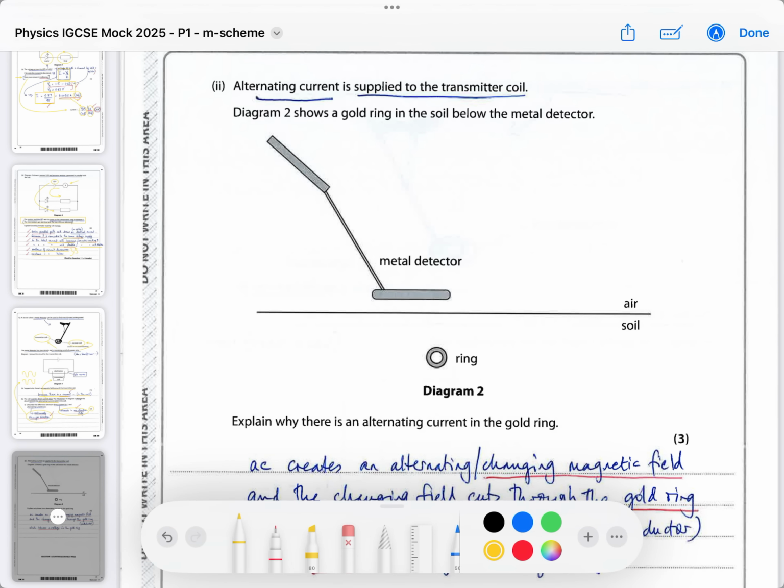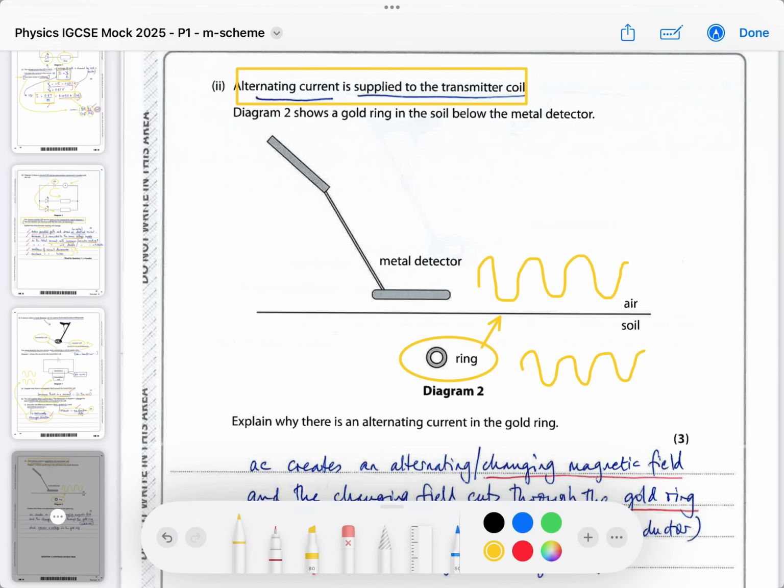So it's telling you that this alternating current is supplied to the transmitter coil. So if this metal detector is constantly producing a magnetic field that's changing, the conductor under the ground will feel it, or the charges inside the metal, the free charges, the free electrons if you like, will move in accordance with the constantly changing field. Yes? So the electron will be pushed one way, then the other, pushed one way, then the other.